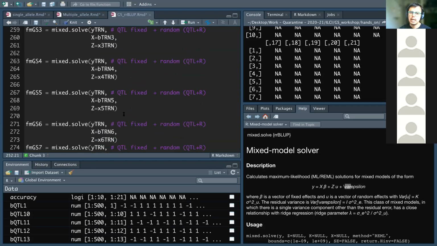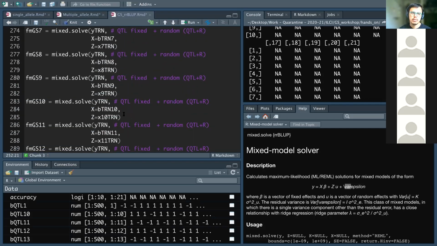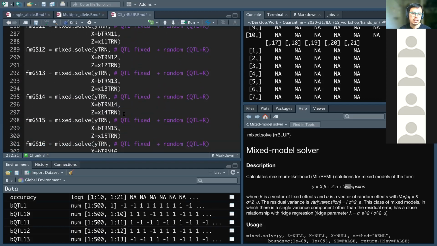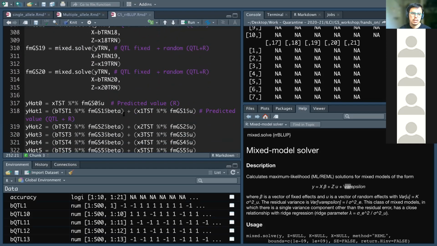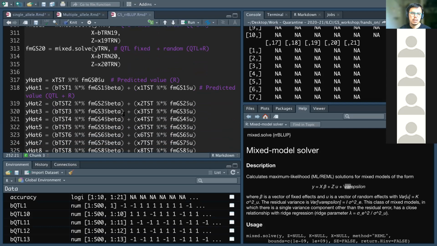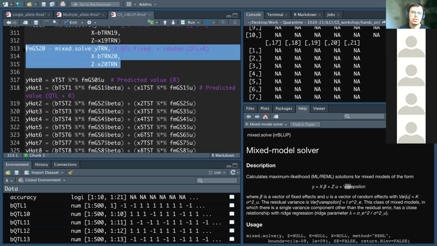And that's just going to run the mixed.solve rrBLUP model that we discussed in the videos. That model is just to estimate the effect of every single molecular marker that you have in your genotype. So here I am using just the training population to do the linear regressions between the phenotype and the genotype and estimate the effect of all the molecular markers.